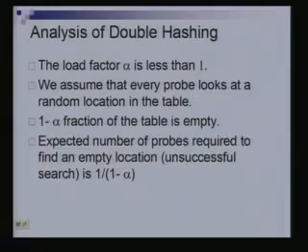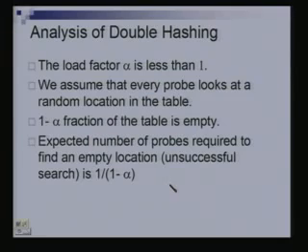So if 1 minus alpha fraction of the table is empty, then in an expected sense, 1 over 1 minus alpha probes are required before I hit an empty location and declare it to be an unsuccessful search. So this is the expected number of probes required for an unsuccessful search.